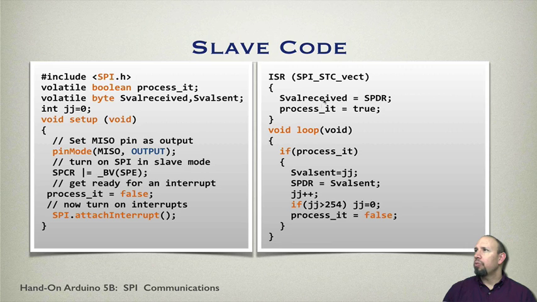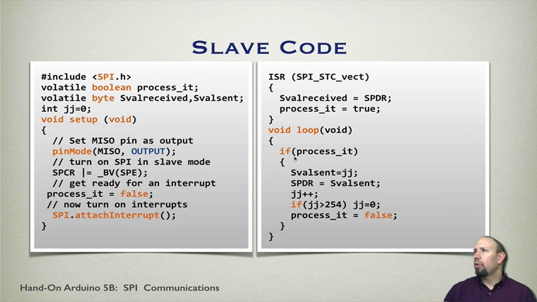For our interrupt service routine, notice I have just these two values. I'm going to put the received value into sval received. So this is the slave value received. Okay, slave value received, slave value sent. That's just to help me remember whether I'm working with the master or the slave. Because remember, the master value sent is the slave value received, and vice versa.